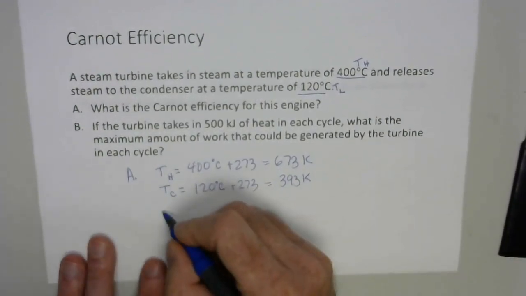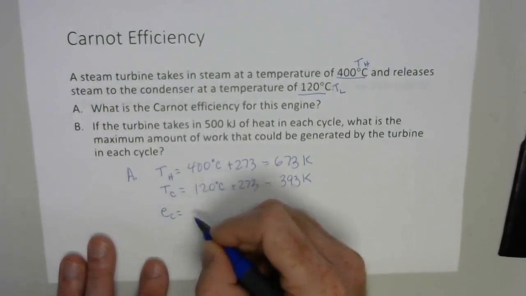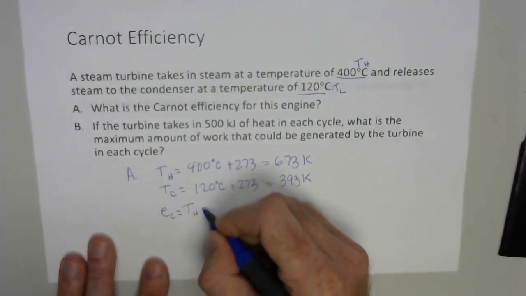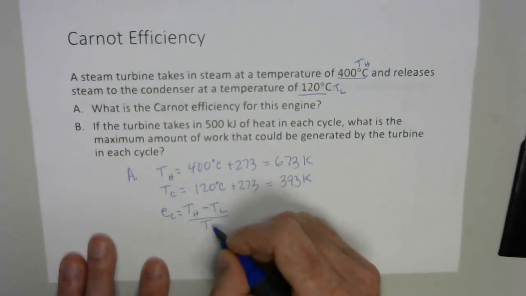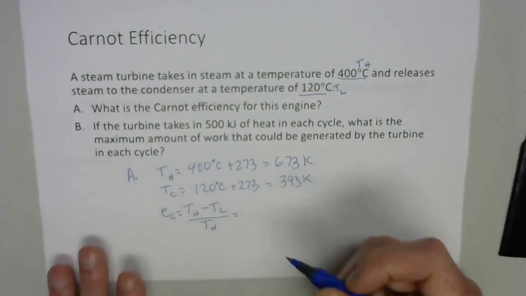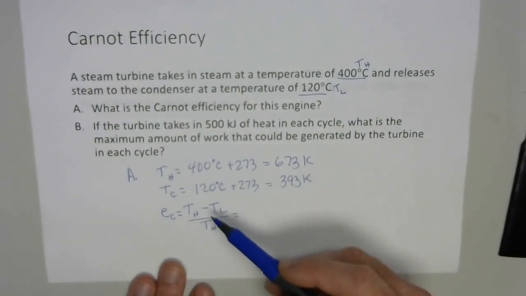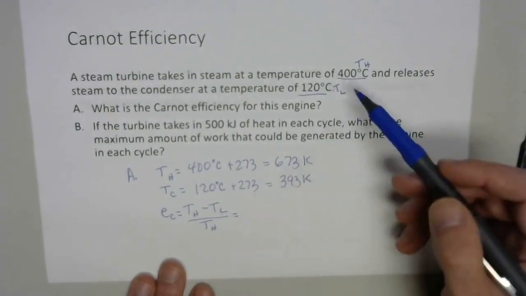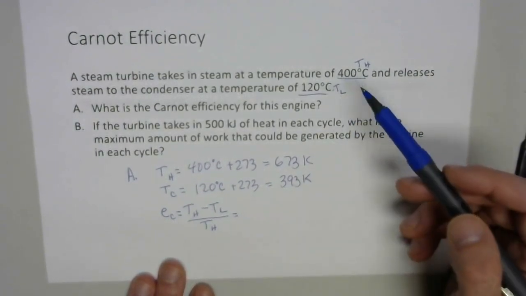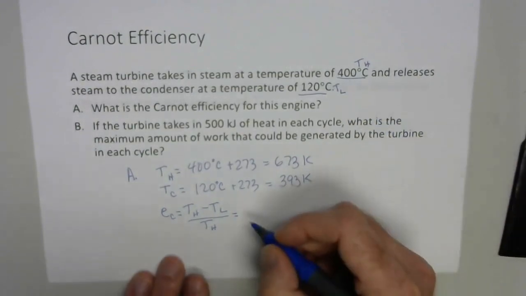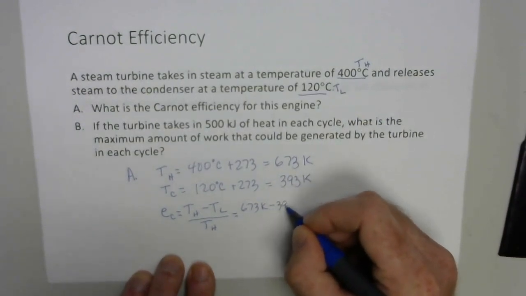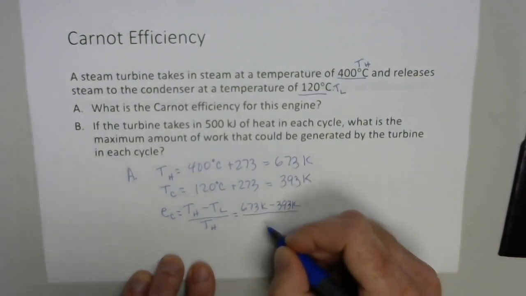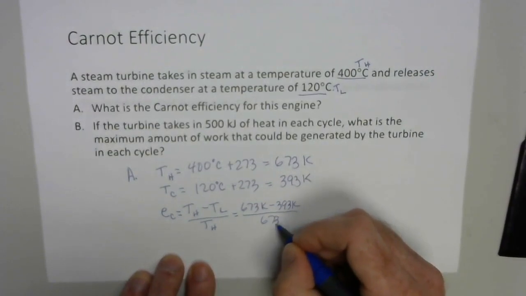So now we're ready for the Carnot efficiency. The Carnot efficiency is going to be the higher temperature minus the lower temperature divided by the higher temperature again, which is why big separations equal high efficiency. The bigger the difference between these two temperatures, the better your efficiency is going to be. So 673 Kelvin minus 393 Kelvin divided by 673 Kelvin.